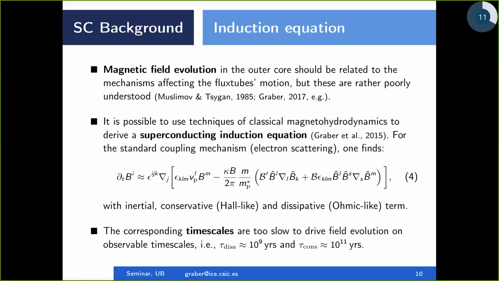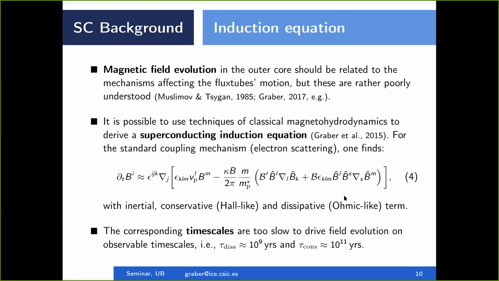Okay. I just said that the actual repulsion is really long, but there are other effects that we know affect these flux tubes. Specifically, the standard picture that people had in mind is that the electrons, which are also there, can scatter off the quasi-particles present in the center of these flux tubes, and you have some kind of resistive interaction between the two. We thought that this is the dominant mechanism, and you can use standard MHD techniques to derive a superconducting induction equation. And you find that you can write down an equation that looks something like this.